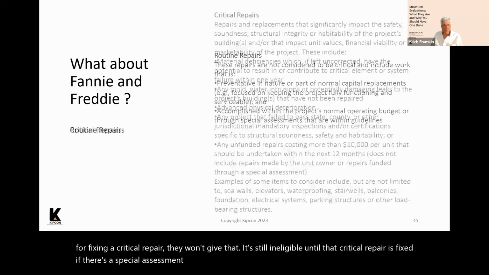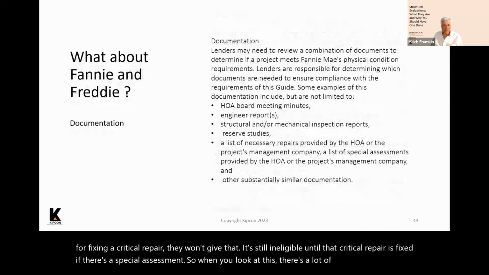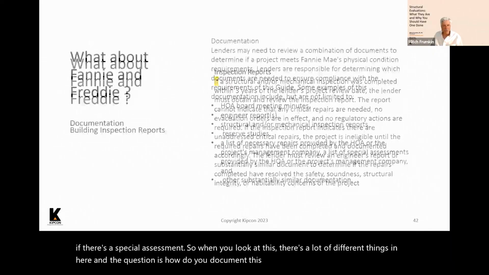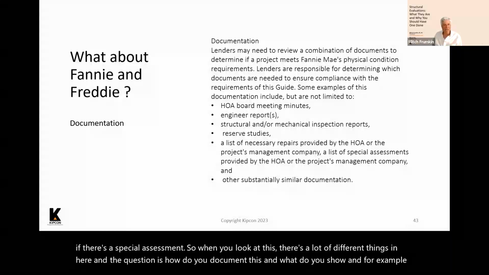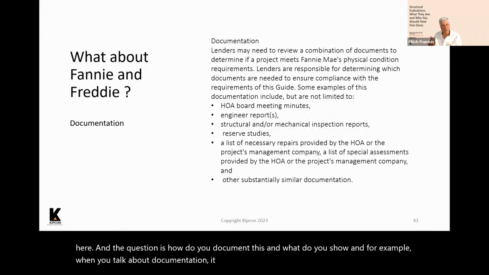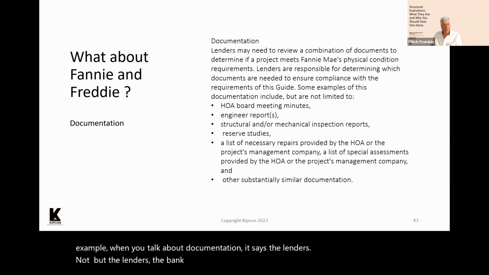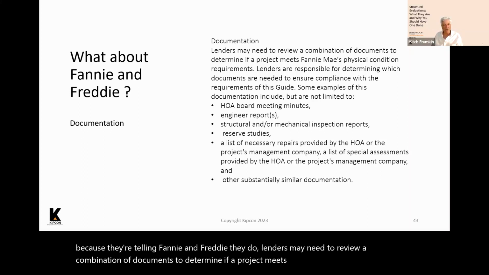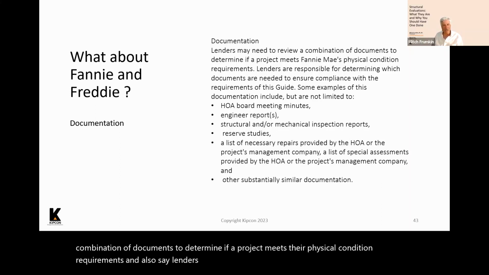So when you look at this, there's a lot of different things in here. And the question is, how do you document this and what do you show? For example, when you talk about documentation, it says the lenders, not Fannie, but the lenders, the bank, in order to say that it meets their requirements for a loan, because they're telling Fannie and Freddie they do, lenders may need to review a combination of documents to determine if a project meets their physical condition requirements. And it also says lenders are responsible for determining which documents are needed.